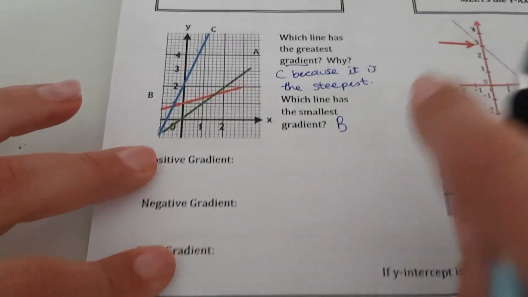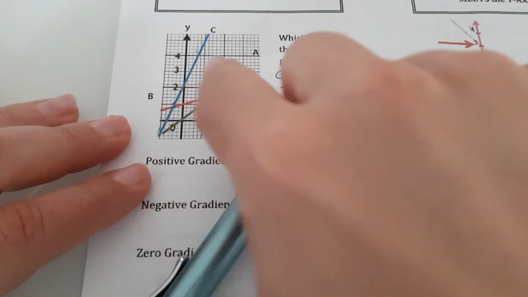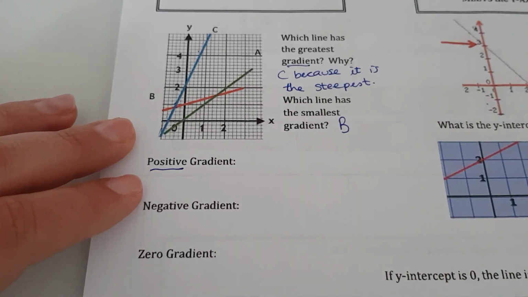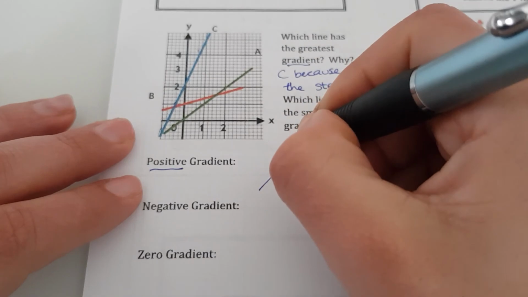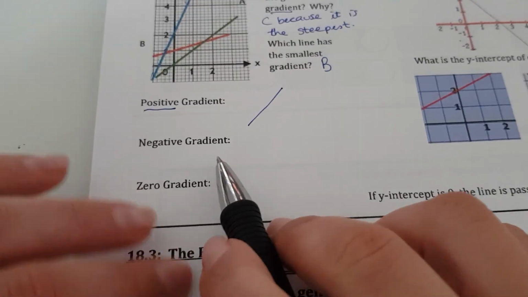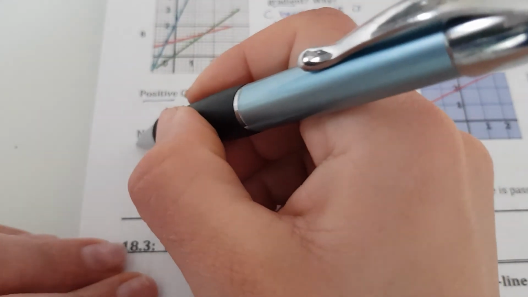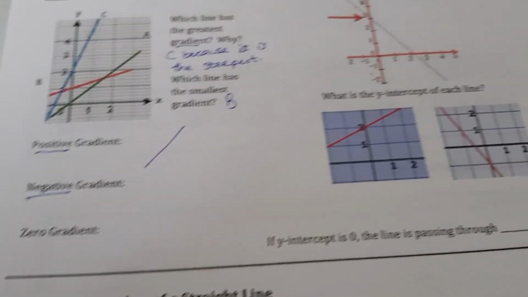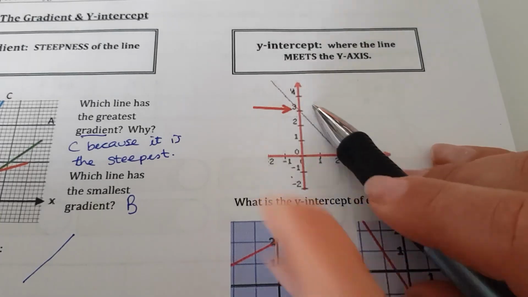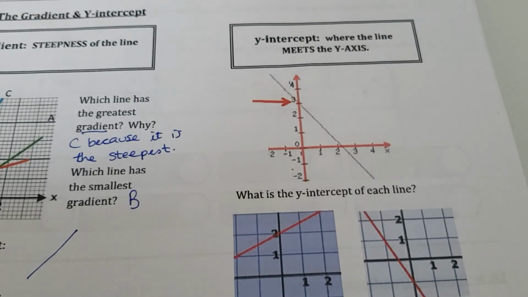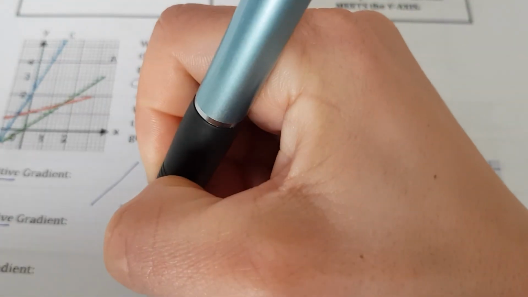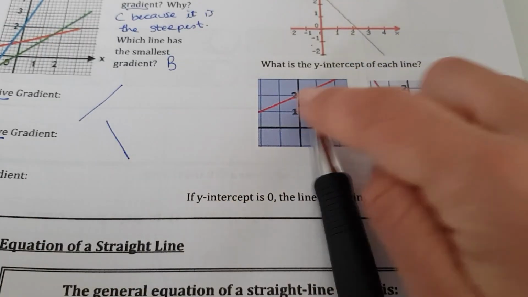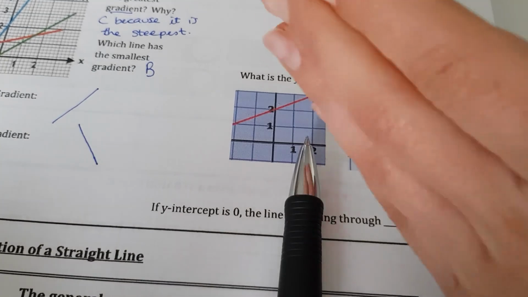Now, if the line is like this, this, or this, it means it has a positive gradient. Positive means numbers greater than zero, like 1, 2, 3, okay? So a line would be like that, going that way. If the gradient is negative, negative means numbers less than 0, like minus 1, minus 2, minus 3, etc. The line would be like this one. You see this one is going in that direction, not this direction, okay? So that has a negative gradient.